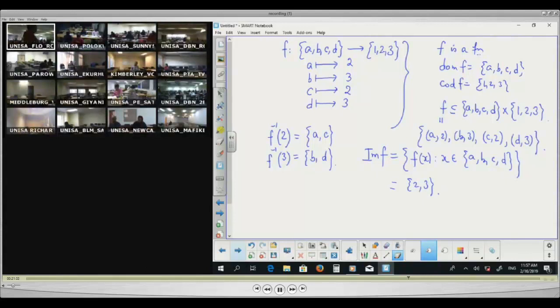So this is obviously image. It is a subset, but a proper subset. Okay. Further, next question.